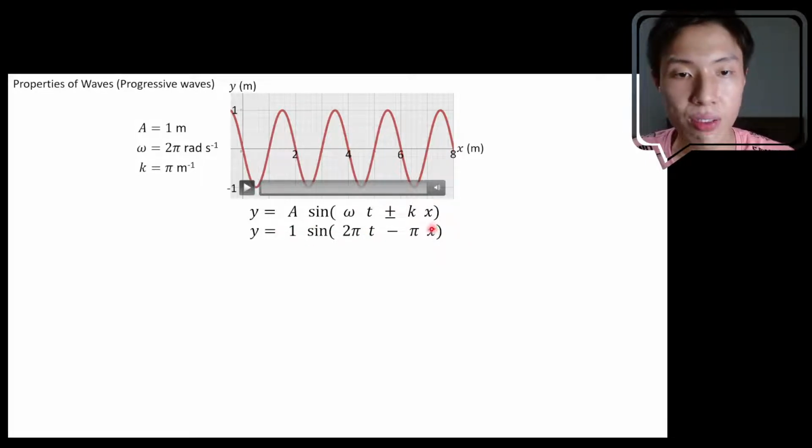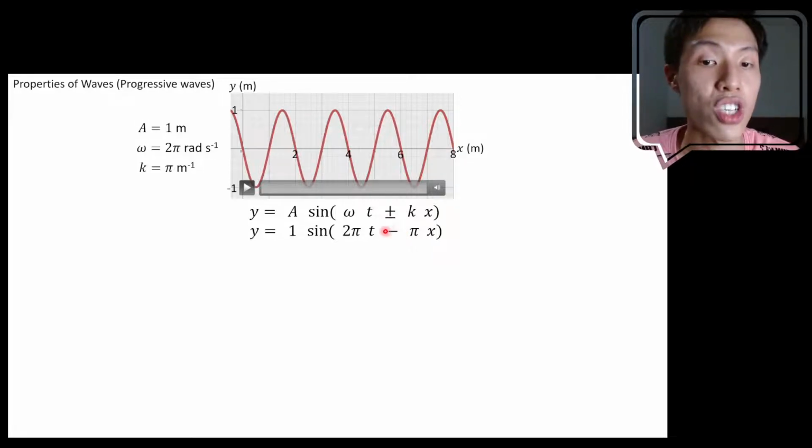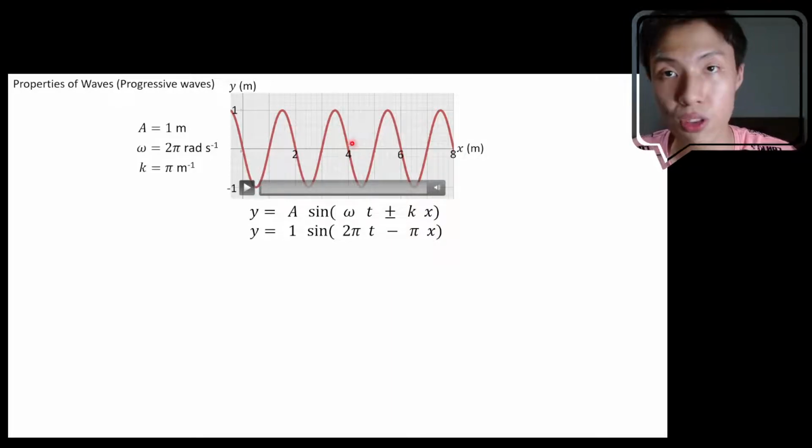That's why this graph here has a positive sign. Because if you substitute x equals 0 here, then you're left with 1 sine 2 pi t, which is the motion of the particle at x equals 0. You see here it's following a positive sine curve. Therefore, here you should put positive 1 sine 2 pi t. But now let's say this wave is moving to the left. If this wave is moving to the left, then this negative sign here should be changed to positive because it's moving in the negative x direction. Then you need positive kx. So here we change to positive if the graph is moving to the left.